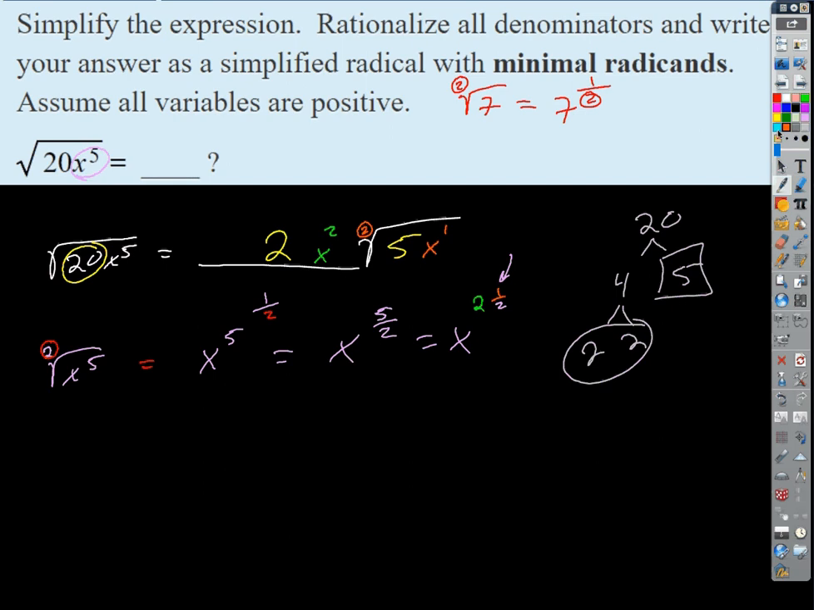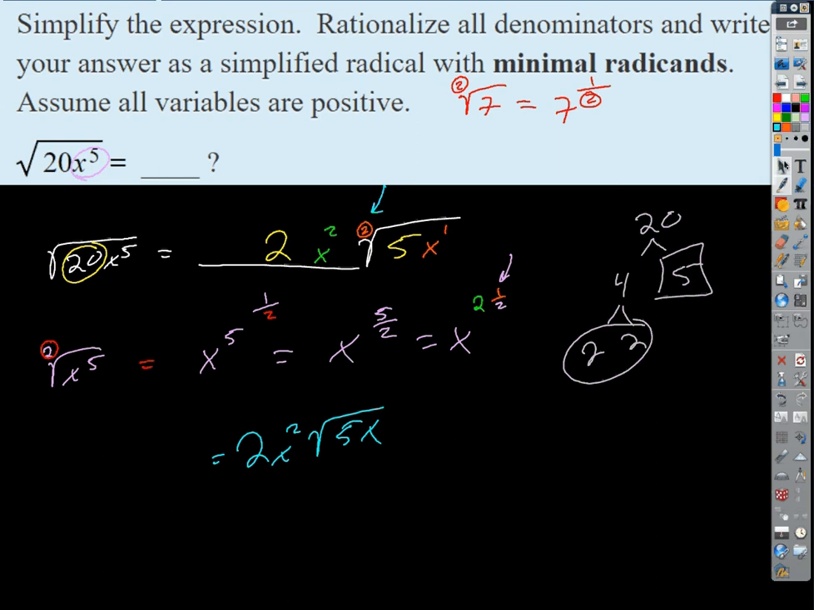So if we write this, in Moodle we'd want to write this as, we don't write the 2, correct? For a square root we get lazy. They're so common that we don't put the 2 there. And we wouldn't put that 1 there over the x. So we would just write it as 2x squared times the square root of 5x.